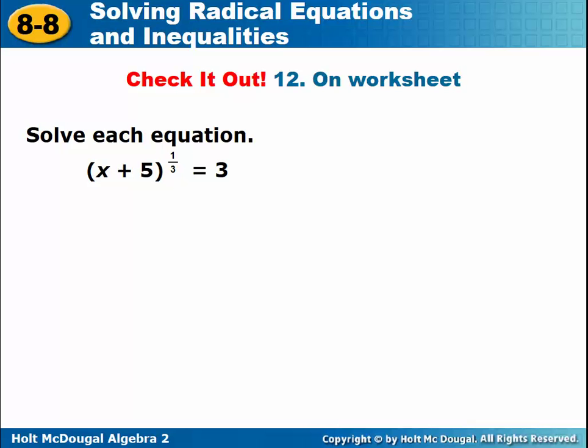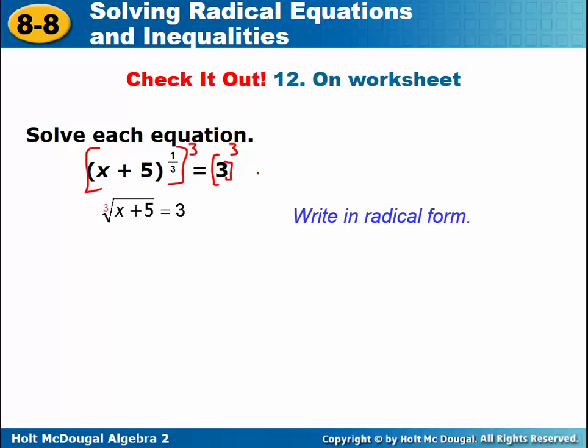Okay, here's an example from your worksheet. This one we have the cubed root. So to solve this, you would cube both sides. You'd write it to the power of 3. You do not have to rewrite it in root form unless you feel like it. So we're going to cube both sides.